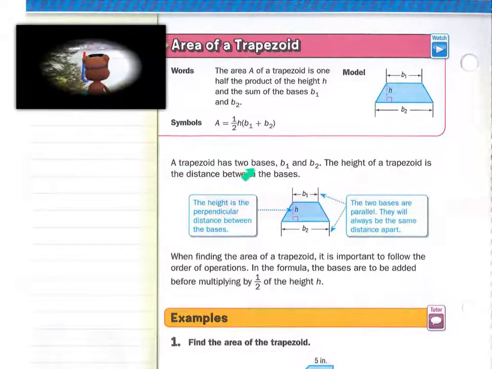The trapezoid has two bases, B1 and B2. The height is the distance between the bases, so it'll usually always be marked like this on a diagram with a little h. When finding the area of a trapezoid, it is important to follow the order of operations. In the formula, the bases are to be added before multiplying 1/2 of the height, h.